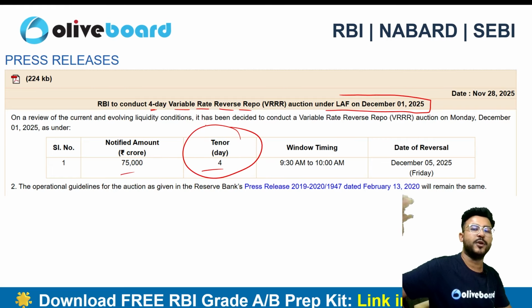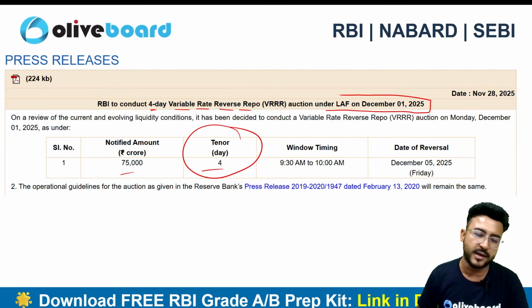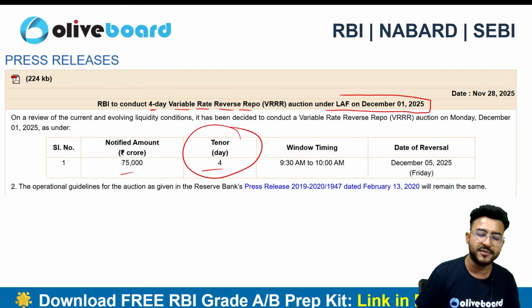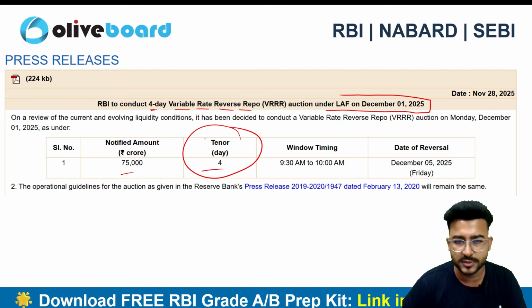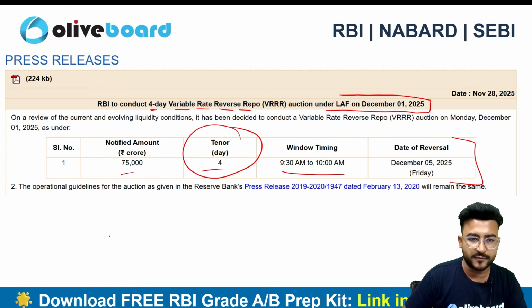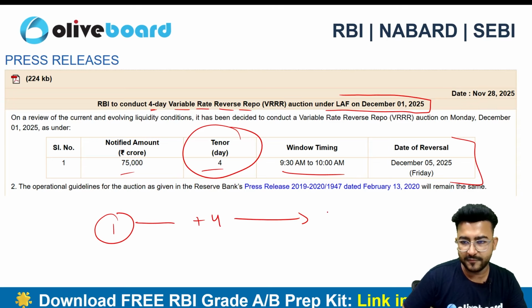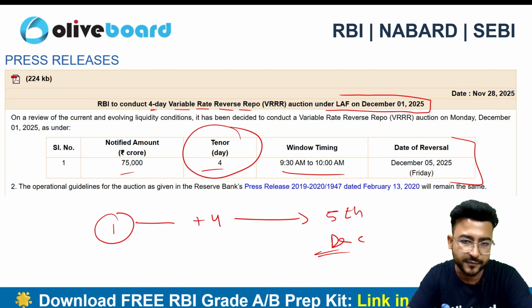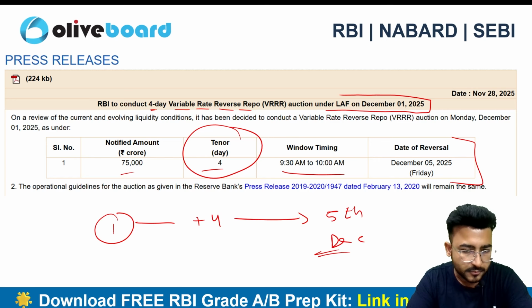अच्छा, इससे पहले 14 days हुआ करता था, फिर RBI ने अभी recently internal review के अंदर, they have changed it to 7 days, और ये तो उससे भी short होने वाला है, 4 days वाला. The window timing and the date of reversal is 1st of December. So ये 4 days के लिए होने वाला है, मतलब 1st of December को होगा plus 4 days, that means ये 5th of December को conclude हो जाएगा, right. This will be concluded on the 5th of December.